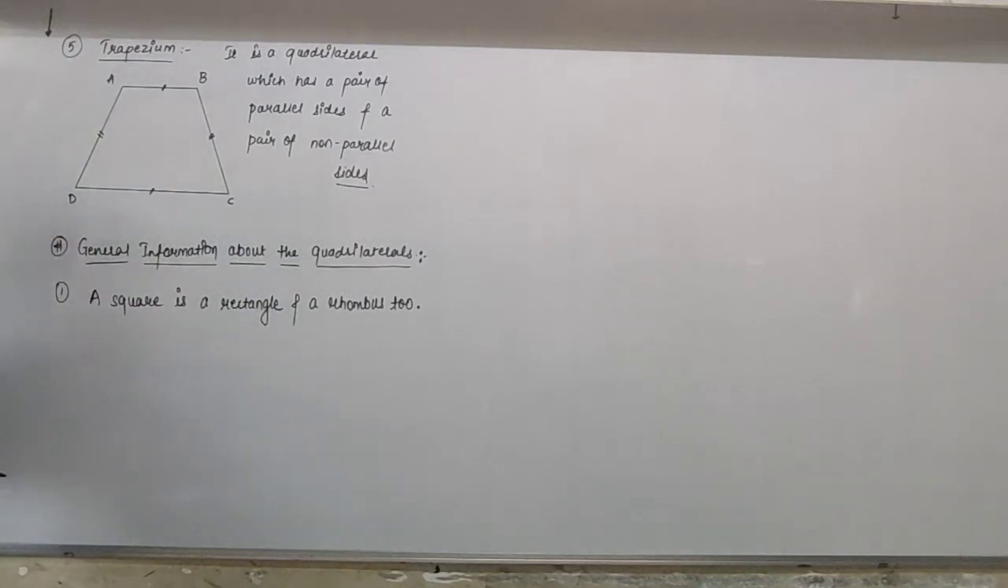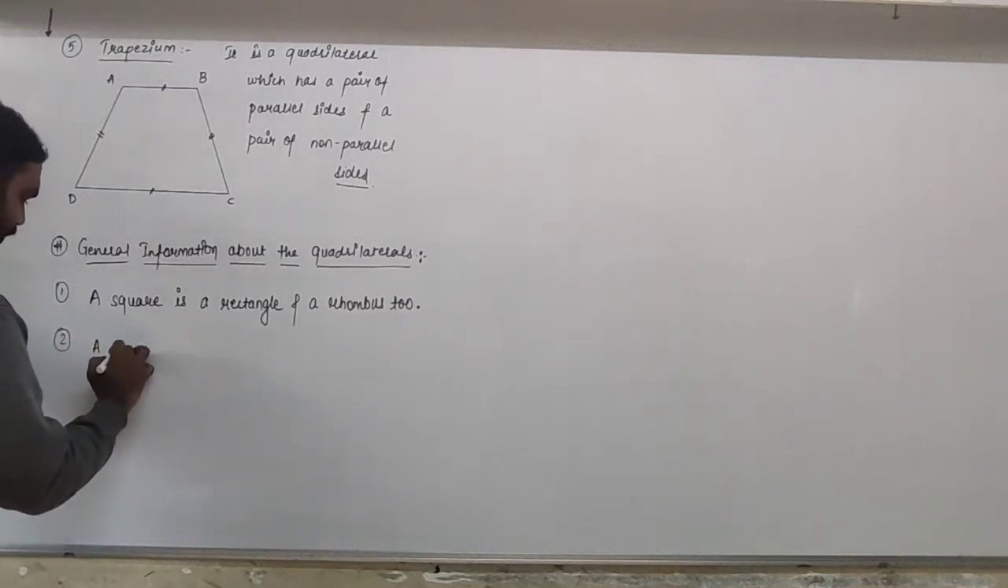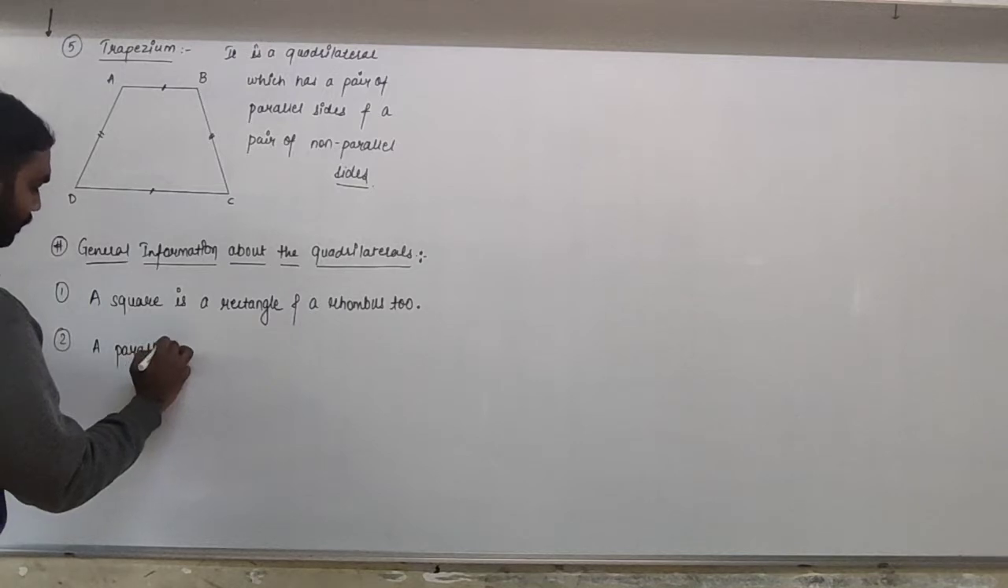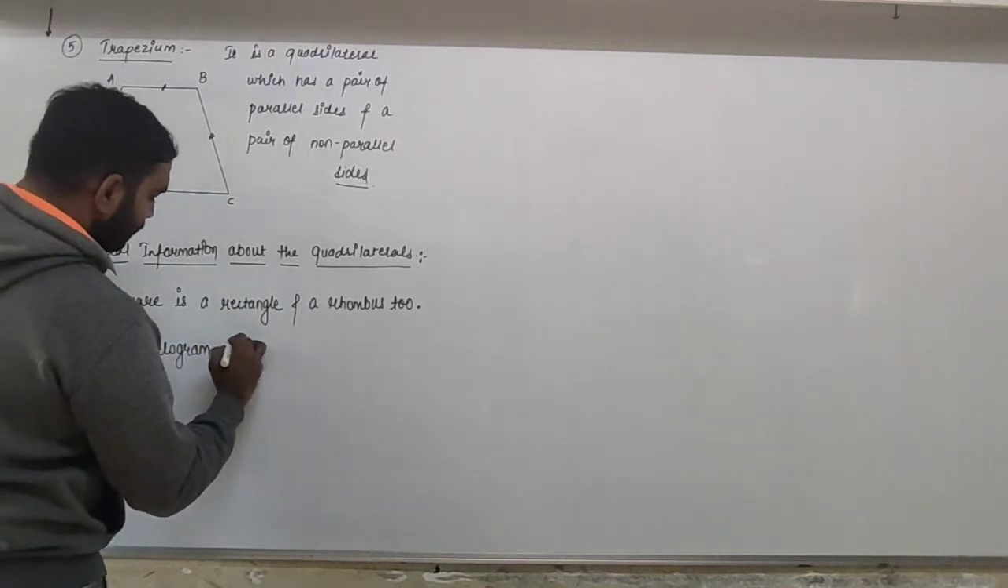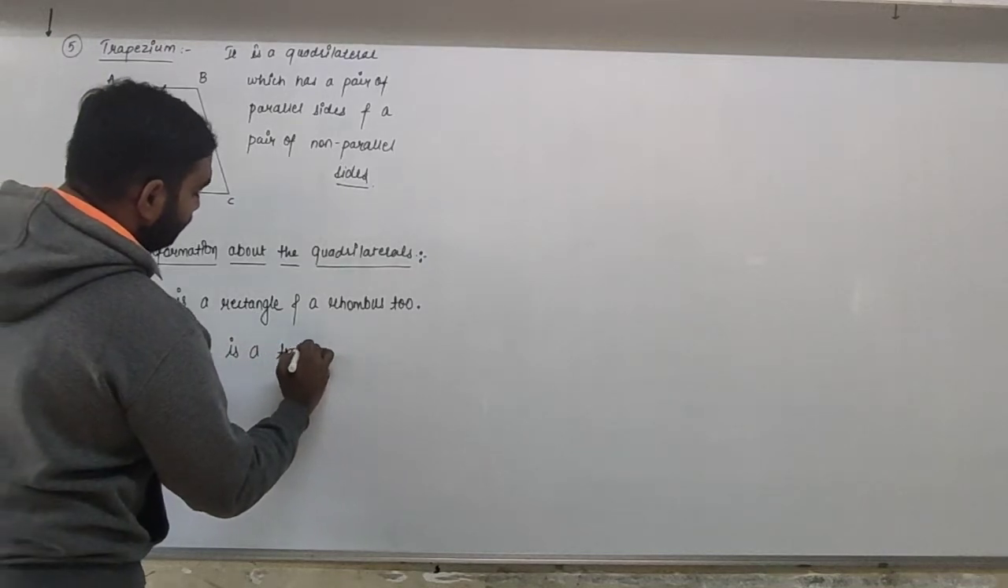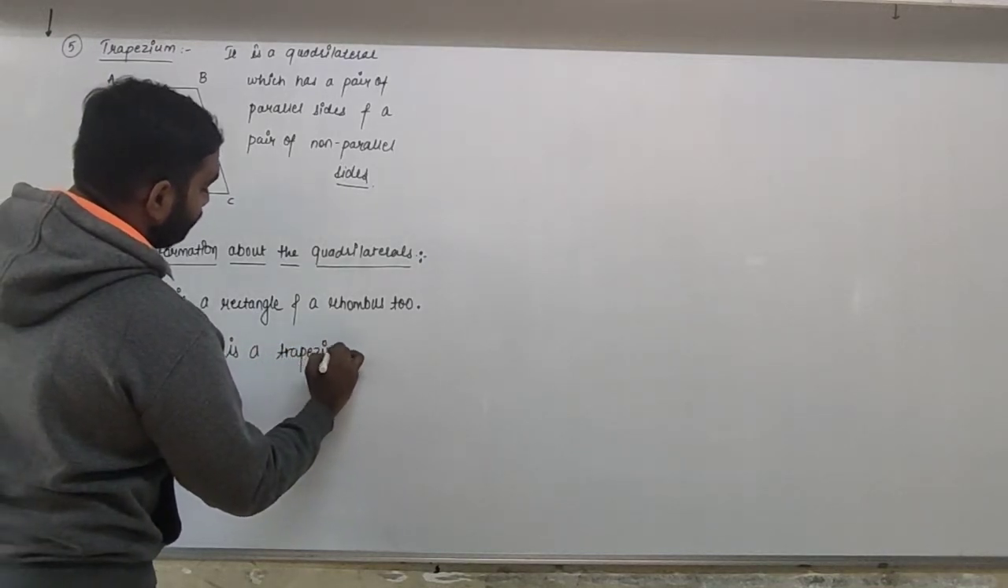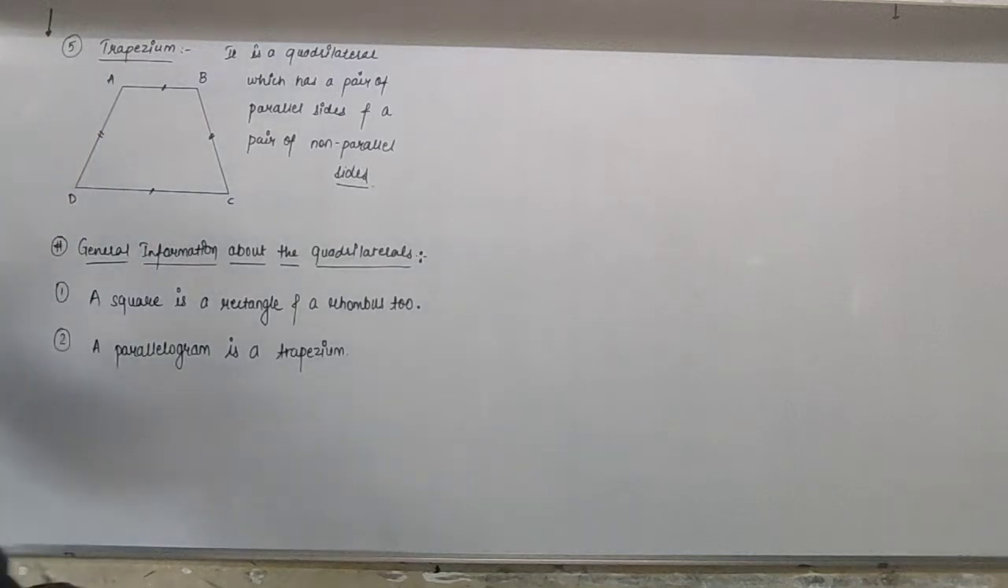Right? So that is the first and general point about the square. Then the second one is a parallelogram is a trapezium. So a parallelogram is a trapezium.